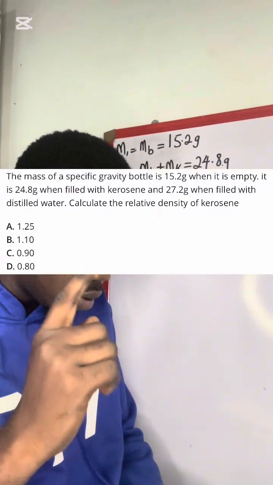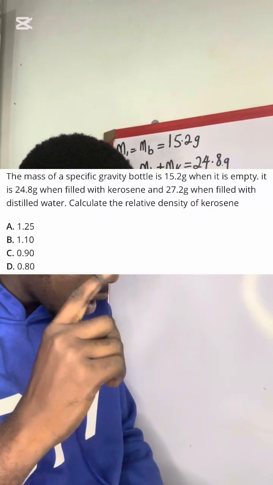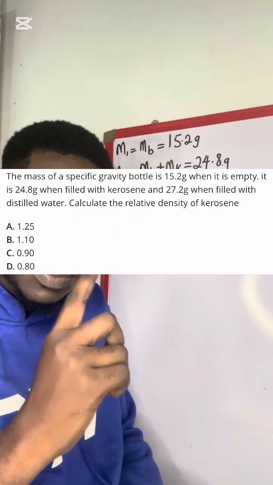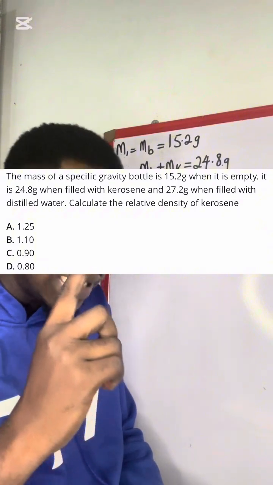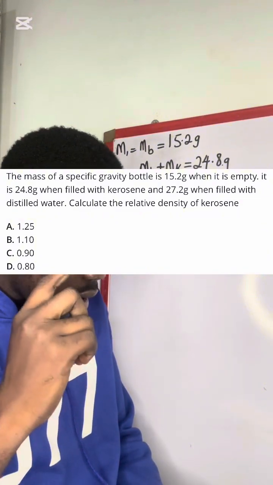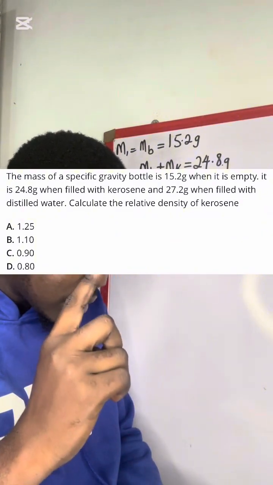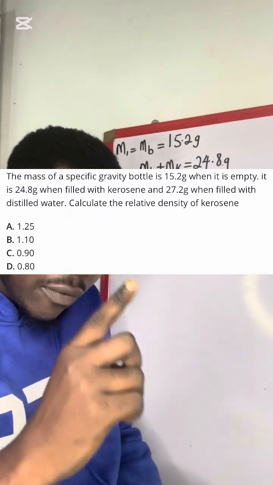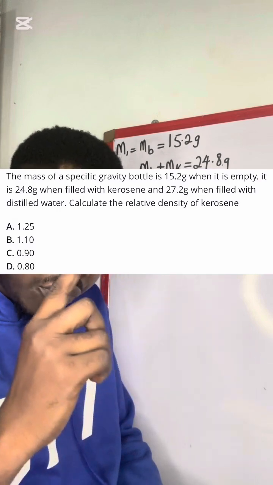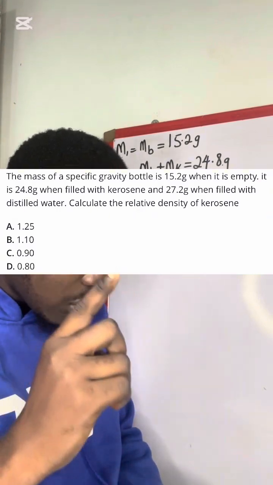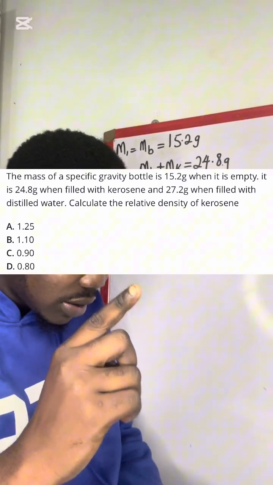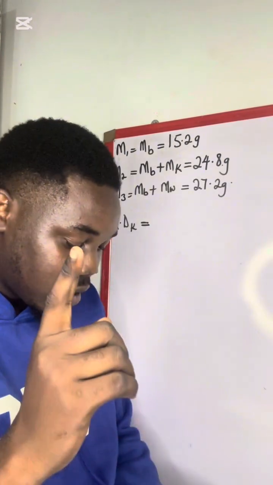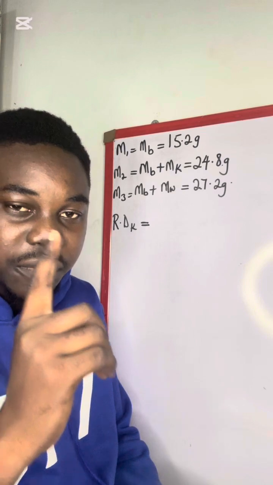Now, the question shown on the screen says the mass of a specific gravity bottle is 15.2 kilograms when it is empty. It is 24.8 grams when filled with kerosene and 27.2 grams when filled with distilled water. Calculate the relative density of kerosene. We're going to make a correction in that question. It is not 15.2 kilogram, it is 15.2 grams.